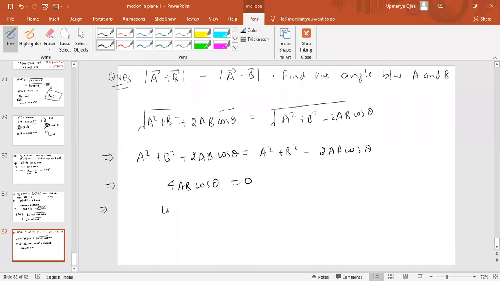Means what? Cos theta equal to 0. When can cos theta be 0? When theta is equal to 90 degree. So angle between A and B is how much? 90 degree. That is the answer. Okay, pi by 2 or 90 degree. That is the correct answer. Okay, so these are the NEET problems which are asked in the NEET exam. So you can understand how we are getting this.